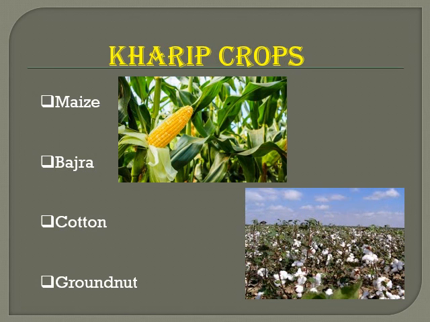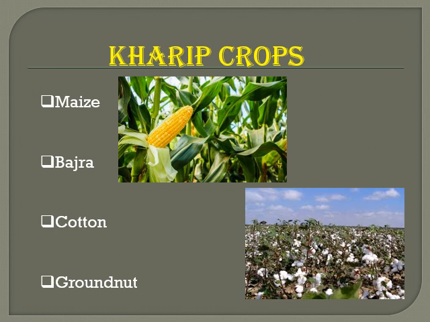Second pattern is Kharif crops. Students, Kharif crops are sown during the monsoon. That means in the months of May, June and July, and harvested in the months of September and October. Students, the major Kharif crop is paddy. That means rice. Again, maize, jowar, bajra, tur, moong, urad, cotton, jute, groundnut and soybean. These are the Kharif crops.